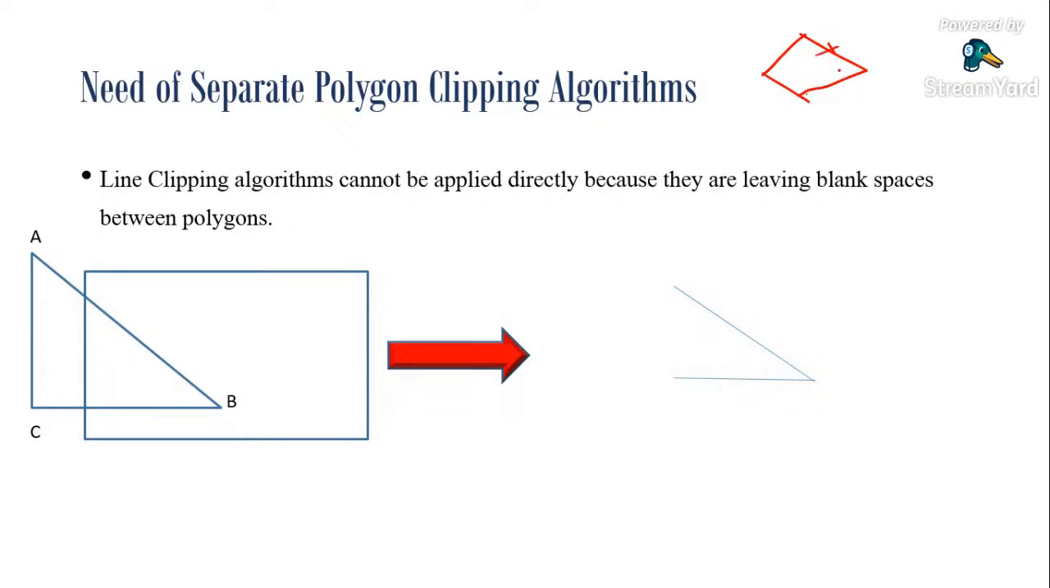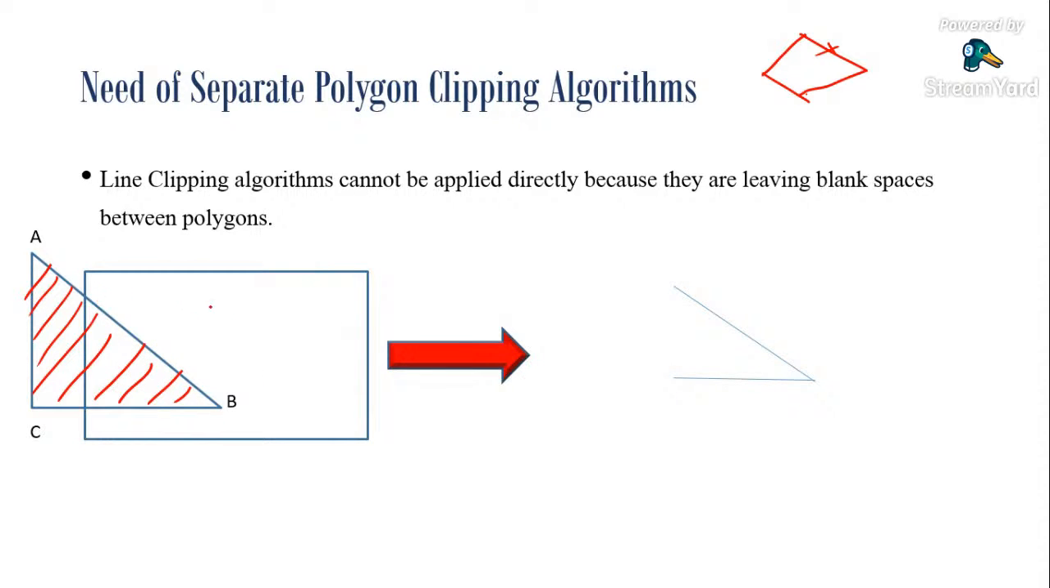Lines, correct? So you might think that if you use a line clipping algorithm, you can clip the polygons, but that is not the case. Suppose this is ABC as a polygon. What is a polygon? A polygon is a closed figure formed by three or more edges. Now suppose ABC is the polygon, and you want to clip this polygon against the window.